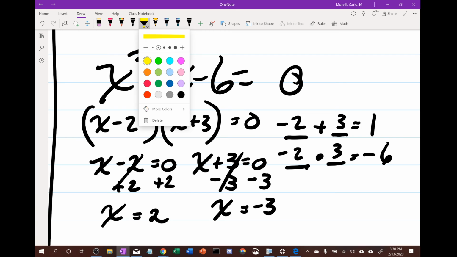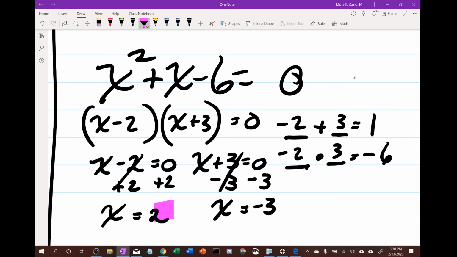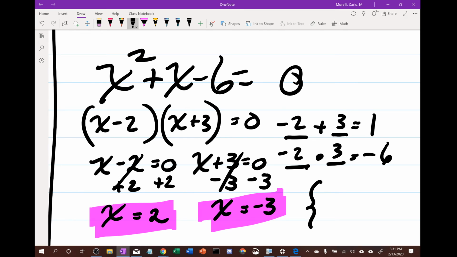So if someone said, what was the answer to that question? You'd say, well, the answers, plural. If you wanted to write it in the correct notation, you would do it in least to greatest like this, negative 3, 2. We're done for the day.